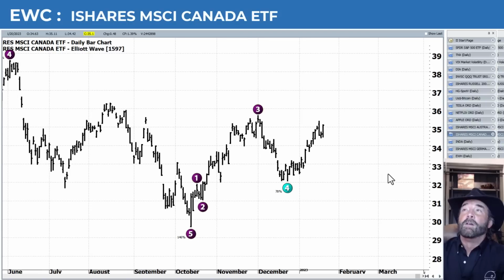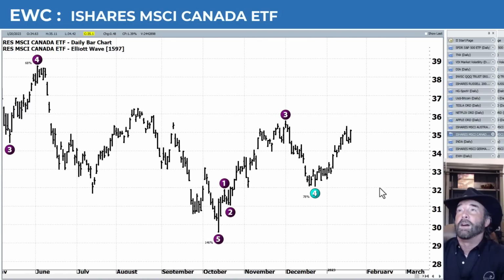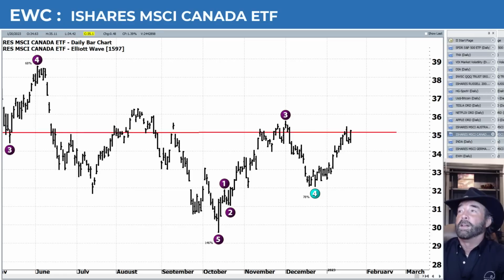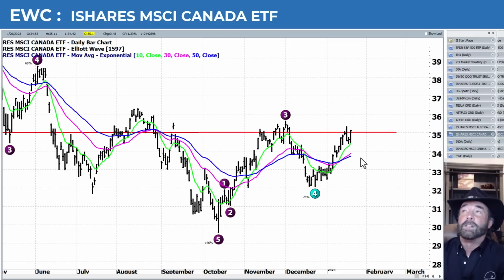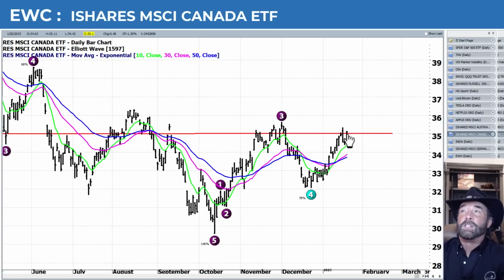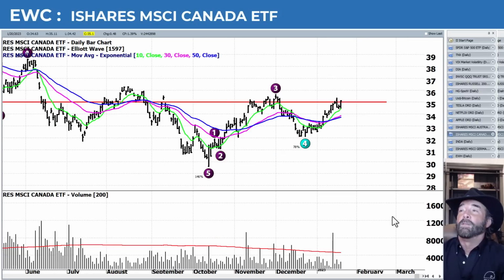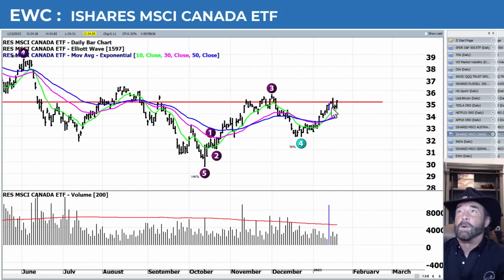Looking at Canada with the EWC, a nice move here. Now we are at some resistance here in the EWC right around 35. Looking at the 10-day moving average, tapped the 10-day moving average on the low both yesterday and today. Basically, this is good constructive movement here, and I think we could be getting ready. We want to see volume come in, but perhaps you would rather see the volume come in when we move above 35.